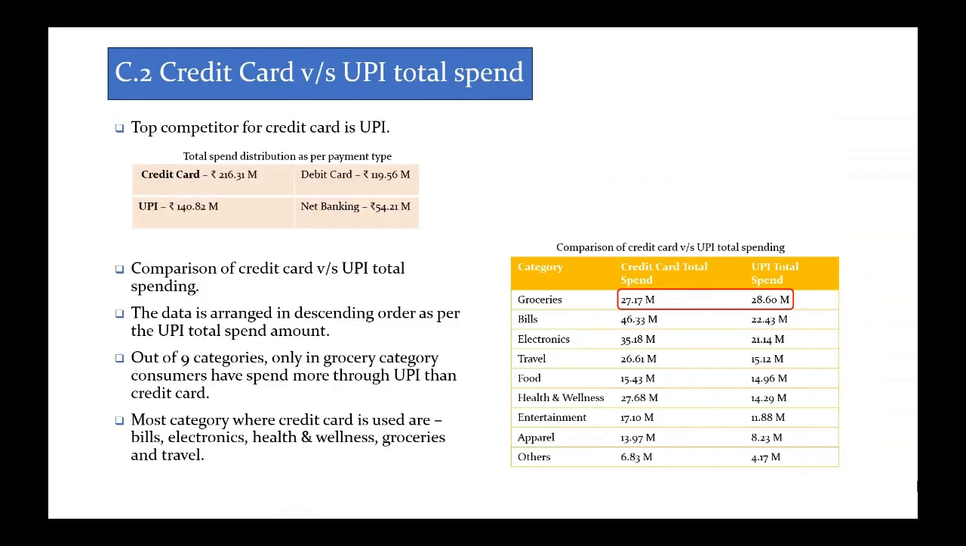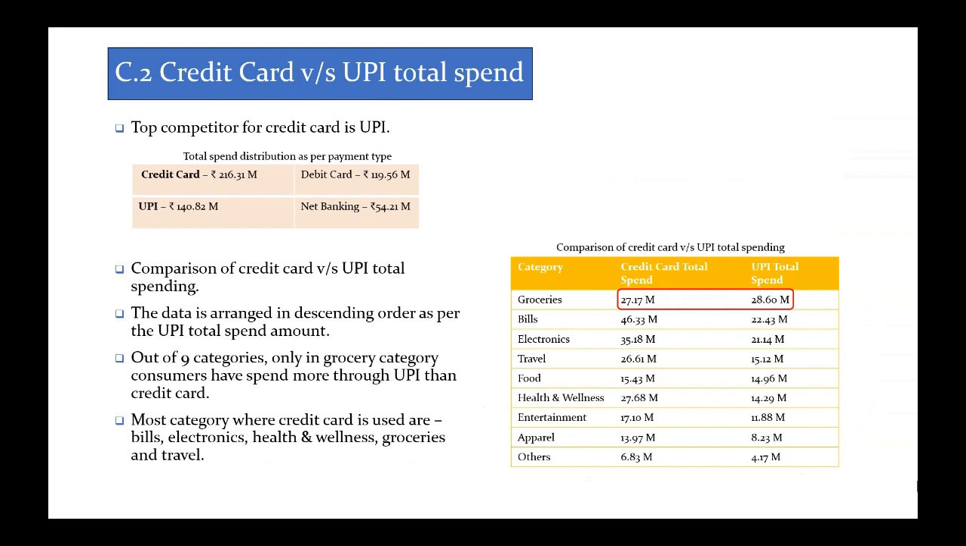Now, I have further drilled down the total spending into various categories. If we see the total spend distribution as per payment types, there were four payment types used by the customers: first, credit card; second, UPI; third, debit card; fourth, net banking. And the top competitor for credit card is UPI. If we see in the second table, the credit card total spend is always higher than the UPI total spend in every category except groceries.